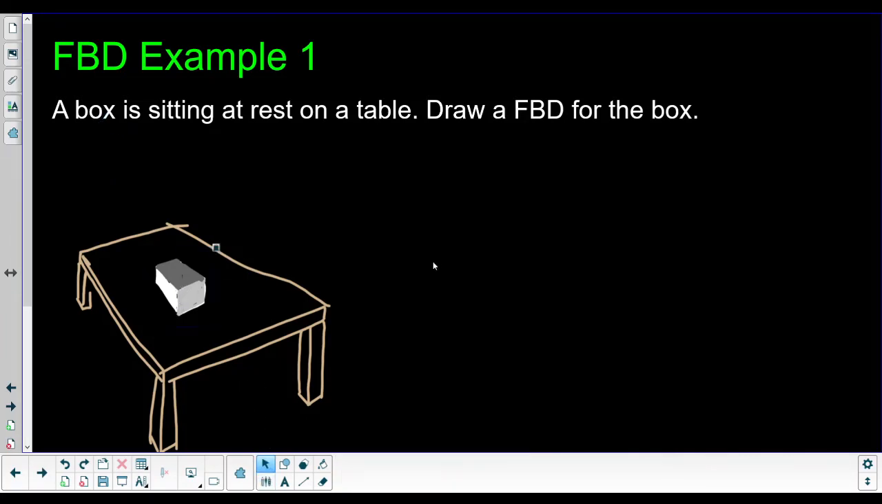Oh, it's locked. How dare I? Sitting at rest, so it's not even moving. It's just sitting there on a table. We want to draw the free body diagram for the box.